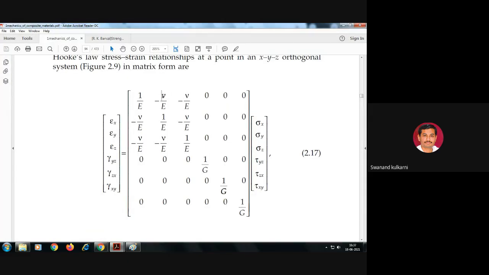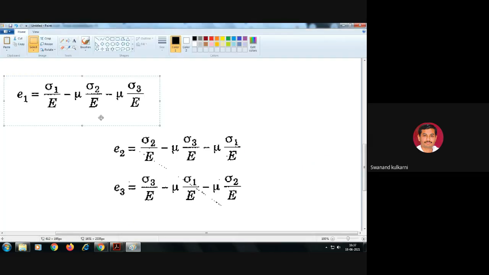Here, besides mu, this gamma is used as a Poisson's ratio. This is the notation used here as a Poisson's ratio. Is it okay? So, are you getting this? If I am writing in the form of a matrix, then what is going to happen?